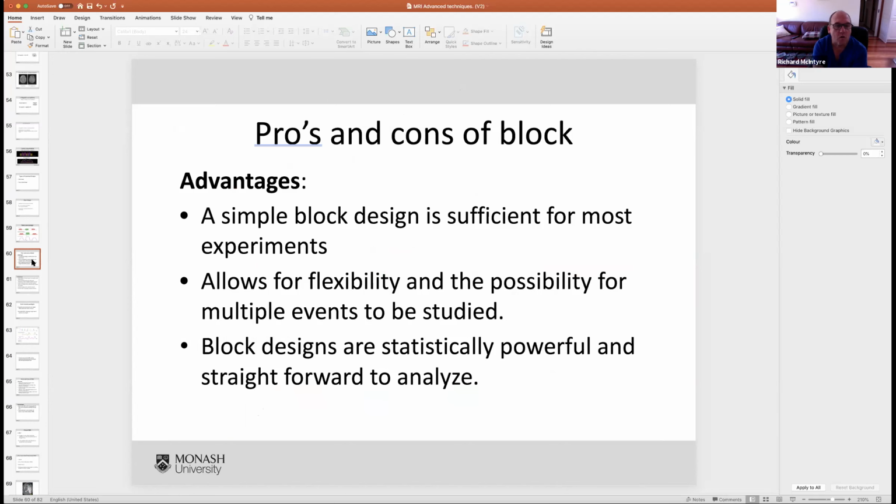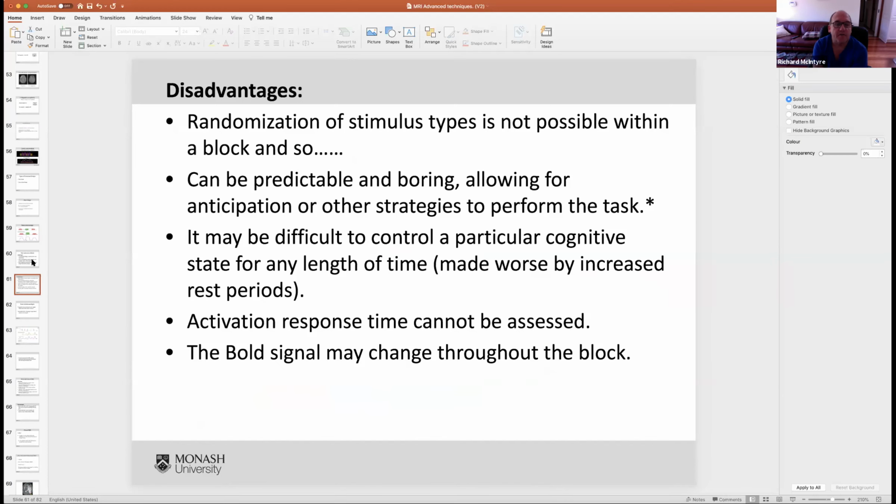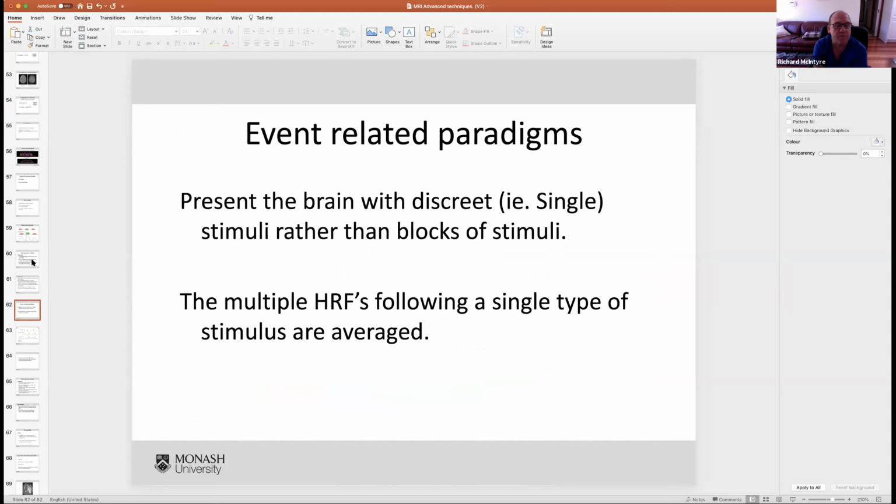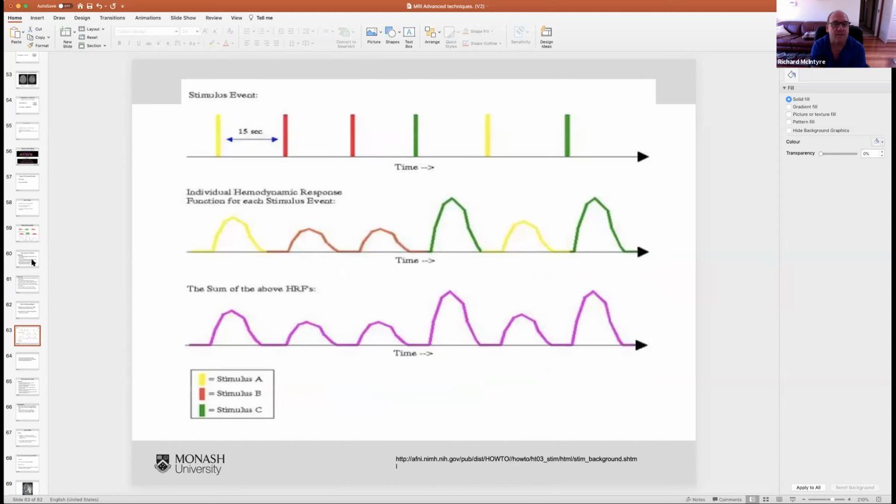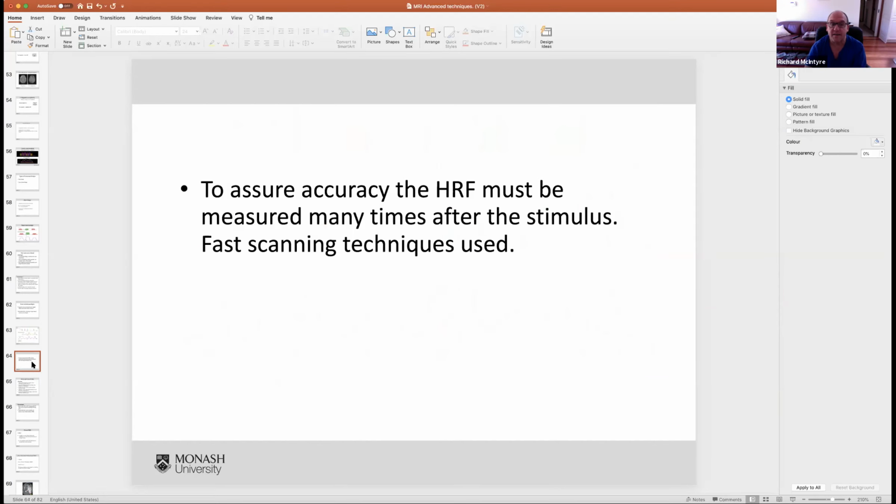Block designs are quite easy, but have disadvantages. They don't have as much information on offer. With event-related designs, each stimulus is different, so you might be presented with a maths equation, for instance. Each stimulus is different, so every time you do that, you get tiny signals, okay? So you have to repeat that, just like MRS and everything else, over and over and over again until you get great signals, or signals that actually stand out.